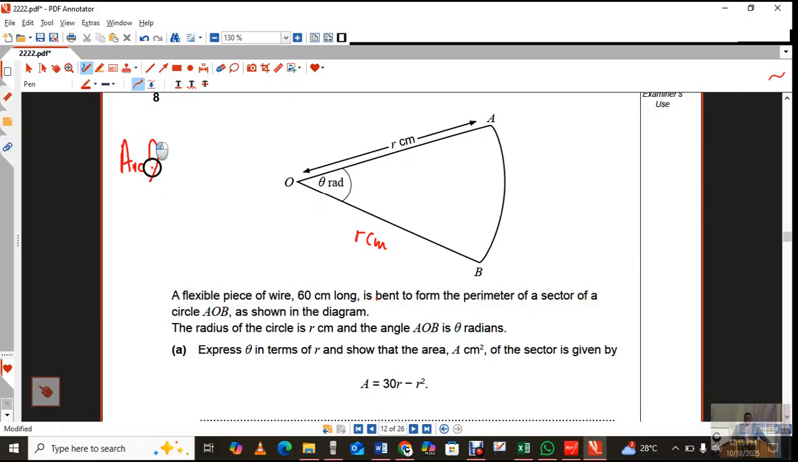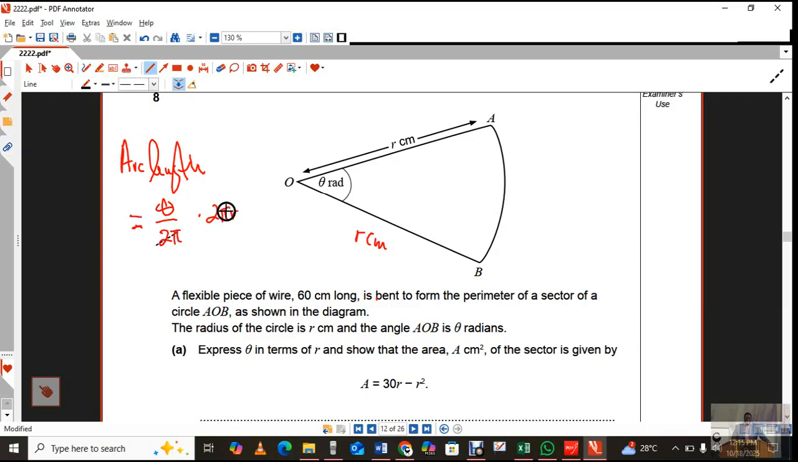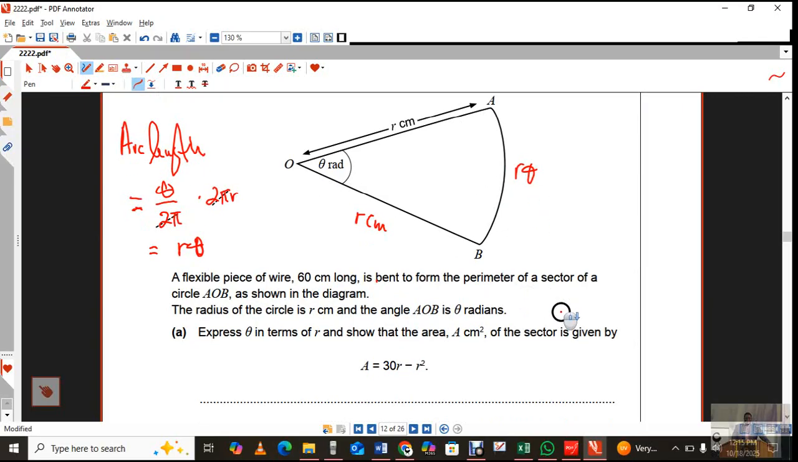So the arc length formula is always given. From my knowledge, I know that it's theta over 360 degrees, if it was degrees, times the circumference, which is 2 pi r. But we know that we are not dealing with degrees. We know that 360 is the same as 2 pi. Then obviously the 2 pi's cancel, leaving me with the arc length, which is r theta. That's what I have.